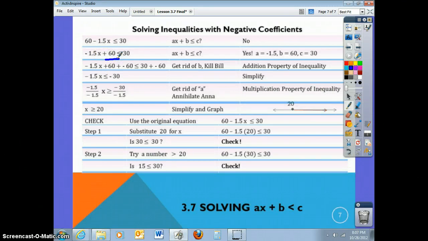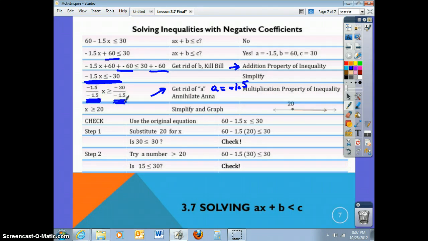Then get rid of b. b is 60. So we're going to add a -60 to both sides, the addition property of inequality. We're going to simplify, and after adding a -60 to both sides, we have -1.5x is less than -30. Now, we need to get rid of that a. And in this case, a is equal to -1.5. Okay? So we're going to divide both sides by -1.5, or consider it multiply both sides by 1 over -1.5.